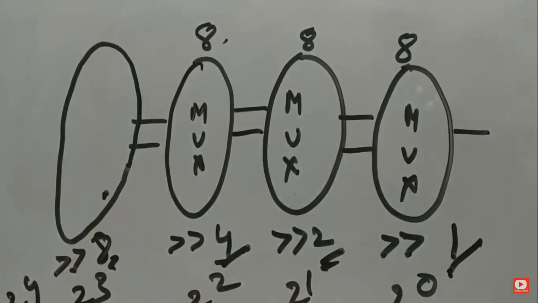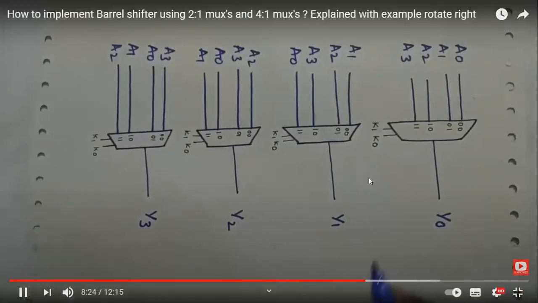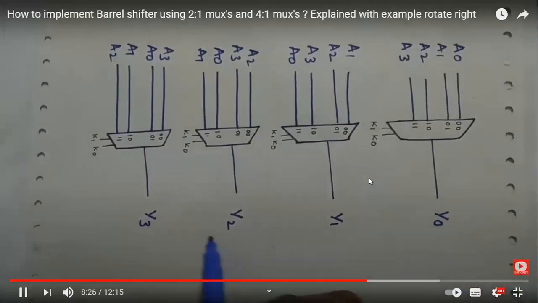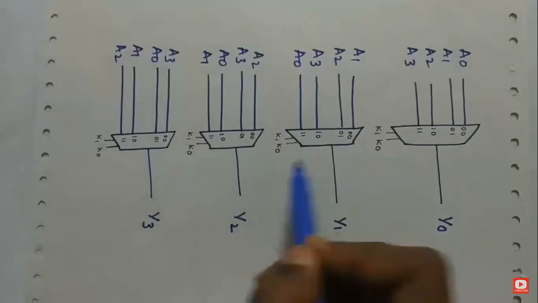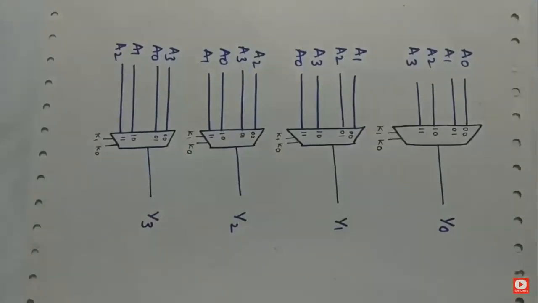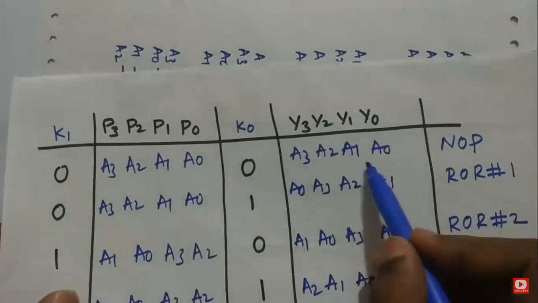So now let us look at how a 4-bit barrel shifter is performed using a 4:1 multiplexer. So this is a 4-bit barrel shifter, the same rotate right operation. As you can see, Y0, Y1, Y2 and Y3 are there with the select lines K1 and K0 for each multiplexer. So what's the change in here? There is nothing changed.